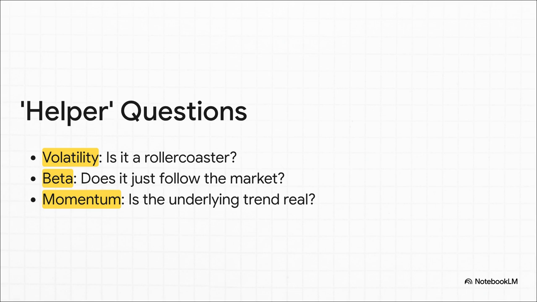First, volatility. How wild is the ride, really? A low correlation stock can still be a stomach-churning roller coaster. Second, beta. This measures how sensitive a stock is to the entire market's movement. Is it just getting dragged along for the ride anyway? And third, momentum. Is the stock's underlying price trend actually healthy and moving in your favor?